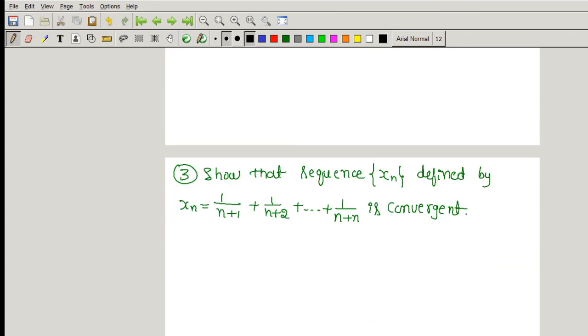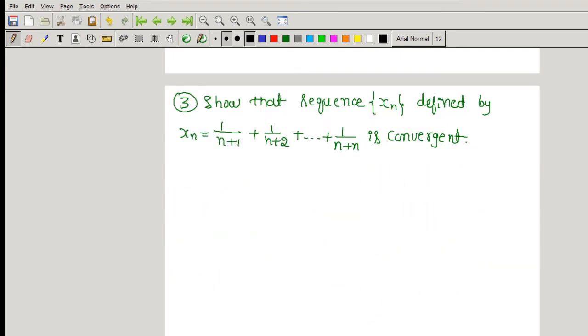So the next question is: show that the sequence xn defined by xn equal to 1 by (n+1) plus 1 by (n+2) plus so on up to 1 by (n+n) is convergent.